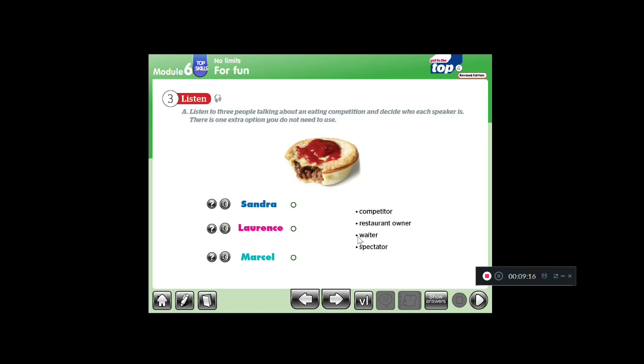Bueno, okay, we're gonna listen, take notes. Okay, here we have, who is Sandra? Competitor, restaurant owner, the waiter, or the spectators? Who is Lawrence? Competitor, restaurant owner, the waiter, spectator? Who is Marcel? Okay, we're gonna find out the information after listening. Listen to a recording about an eating competition and decide who each speaker is.